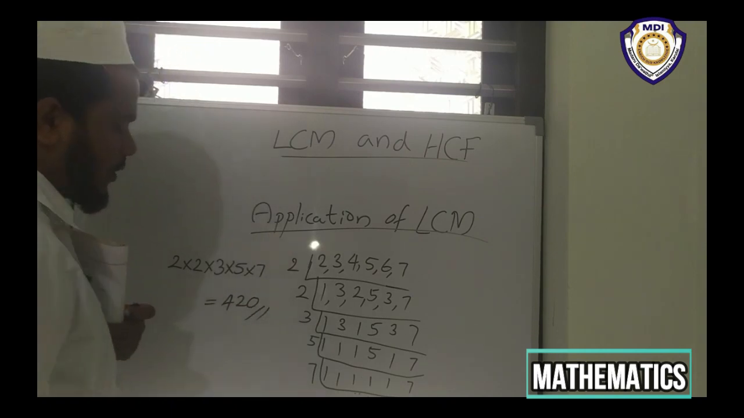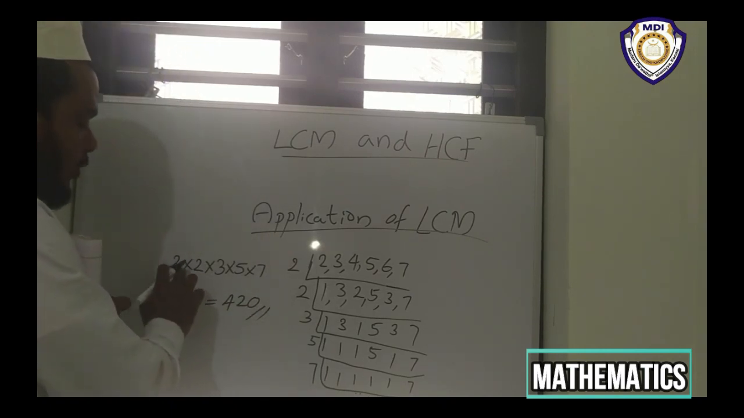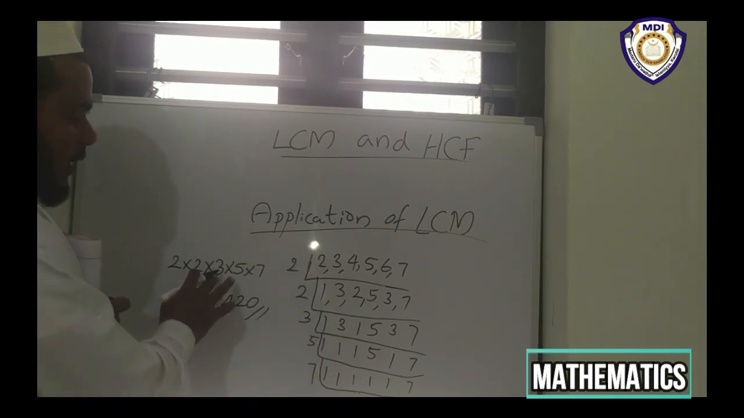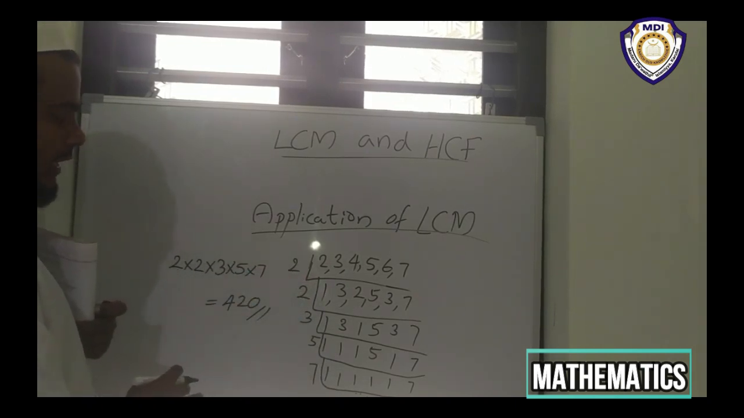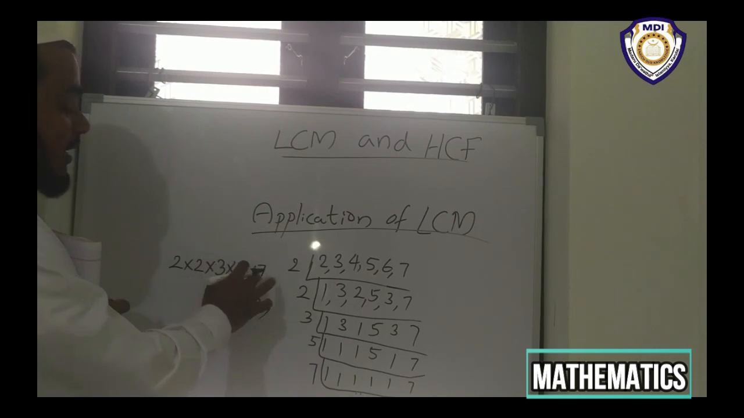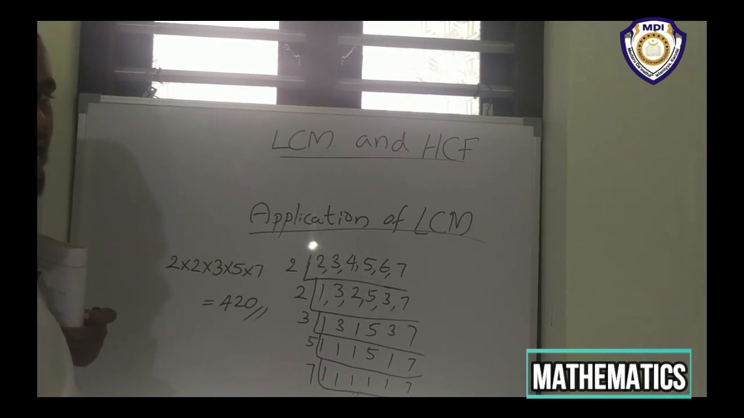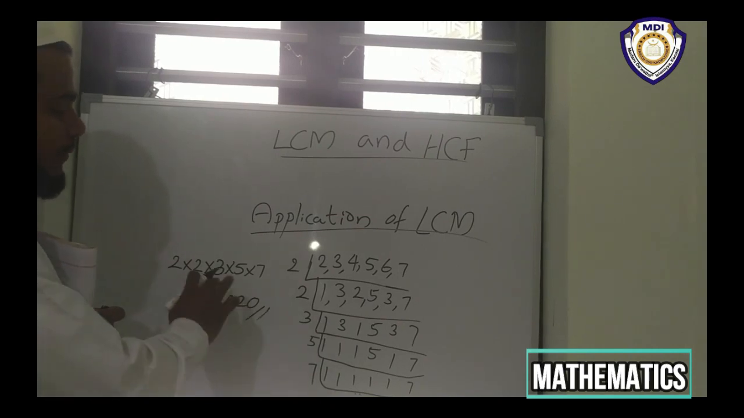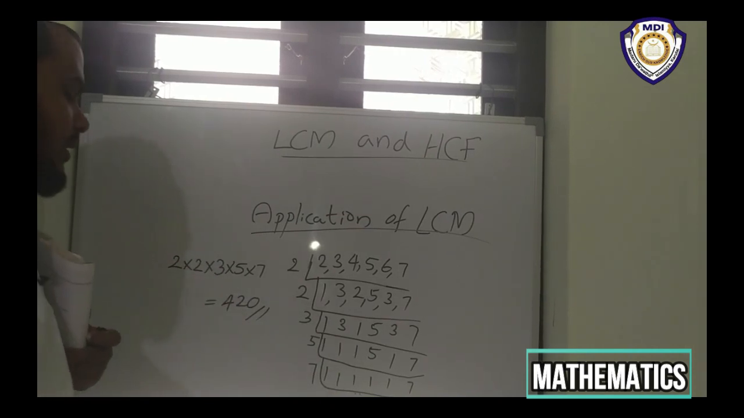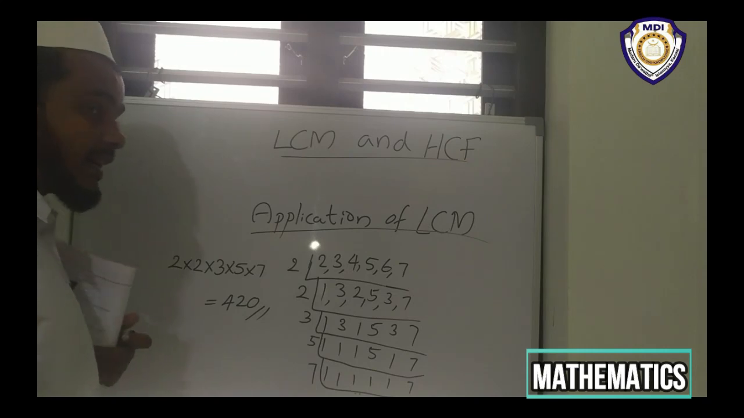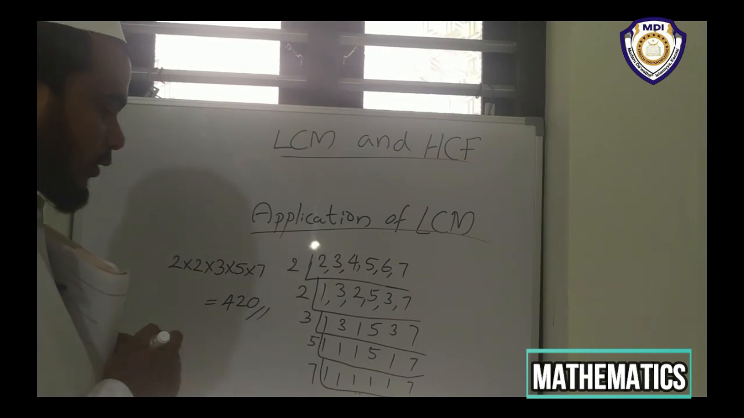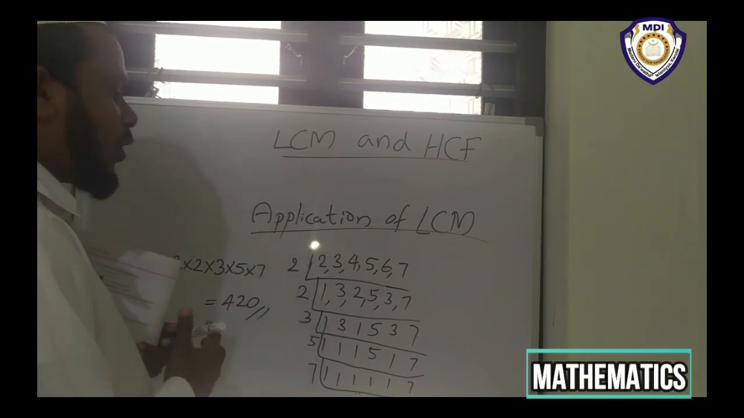What is 420? You just multiply 2 into 2 and 3, then 5, then 7. Otherwise, you can multiply 3 into 5, 15, then 15 by 7. We have studied the simple method for 15; you can use that. Then you get 420. Okay, that is the application of LCM.